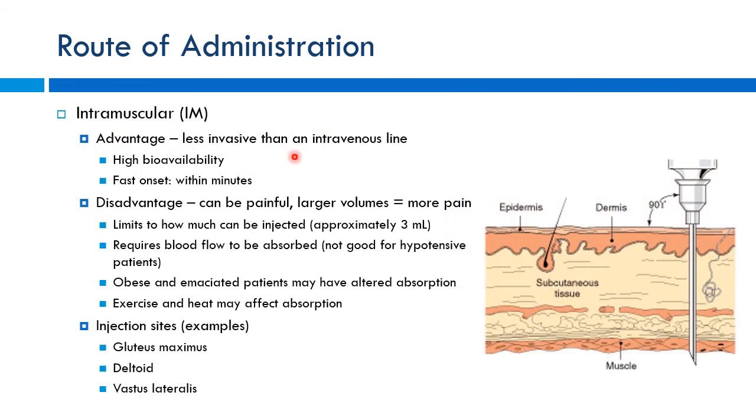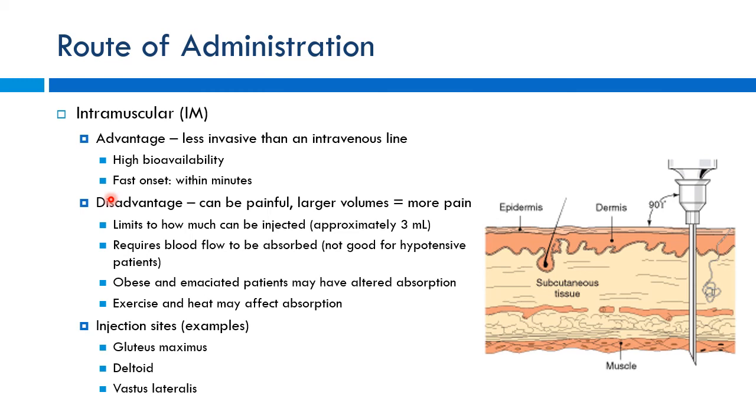Again, this is going to be less invasive than IV. Anyone can get an IM. It's pretty easy, usually like in the deltoid or other places. Very good high bioavailability. Pretty fast onset. Not as quick as IV, but still pretty fast. Some of the disadvantages here, it can be very painful for patients because, again, you're injecting fluid into the muscle and you're causing that muscle to expand somewhat. That can be painful for the patient.